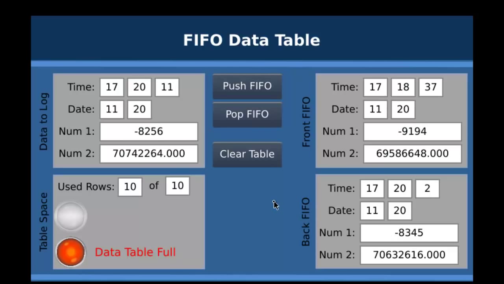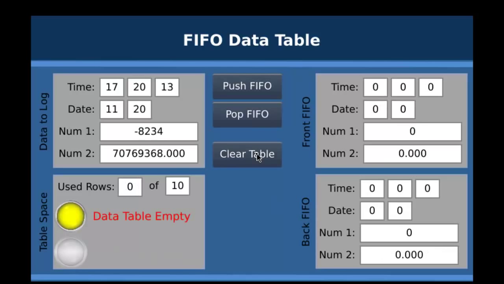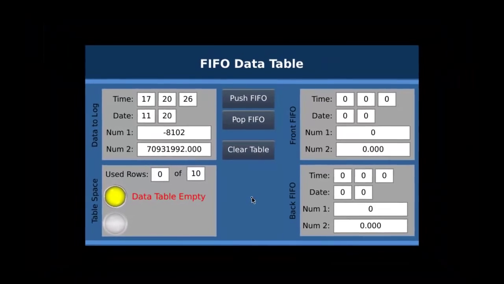We can then clear the table. As we saw in the logic, this clears the table as well as clearing the tags within the front and back FIFO structs. This is the end of the FIFO example program. Next, I will load the LIFO program, which works similarly.